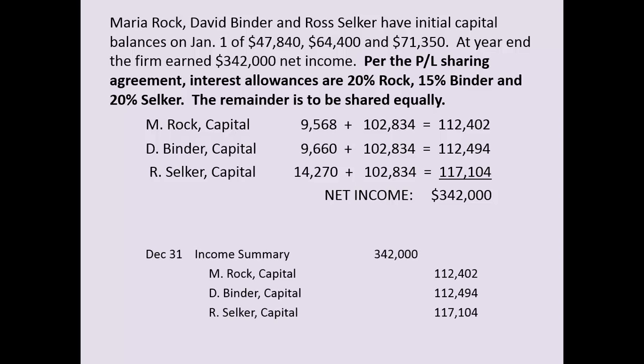And this is your journal entry. Now, if it was a net loss, it would be opposite. You would debit the capital accounts, the three capital accounts, for these amounts, and credit your income summary, just as you learned in Accounting 121 of the closing process.